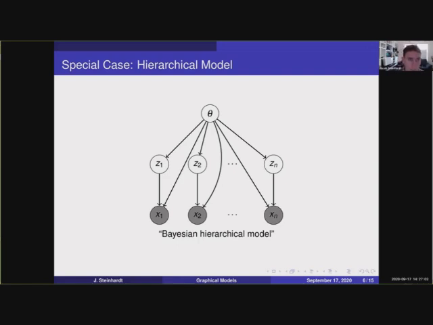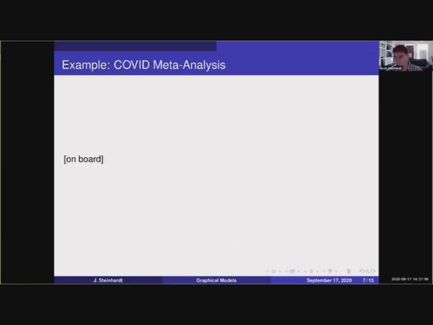But there's other examples as well. I want to give you an example from a recent paper that one of your GSIs helped write. Mihaela was one of the people who wrote this paper. It's a Bayesian hierarchical model for performing a meta-analysis of COVID transmission rates. This is a very pertinent real-world example, but we already know enough to talk about what's going on here.